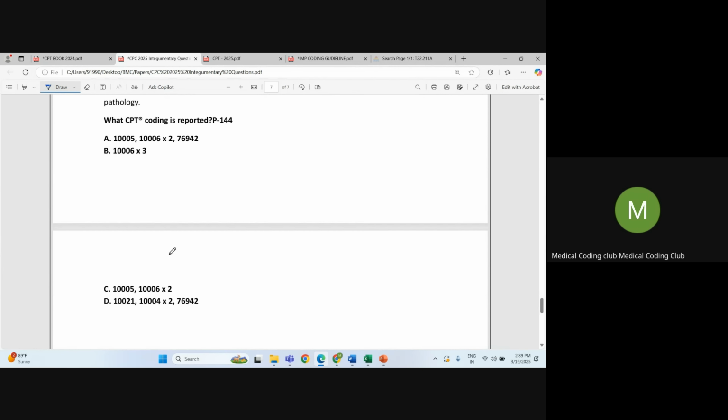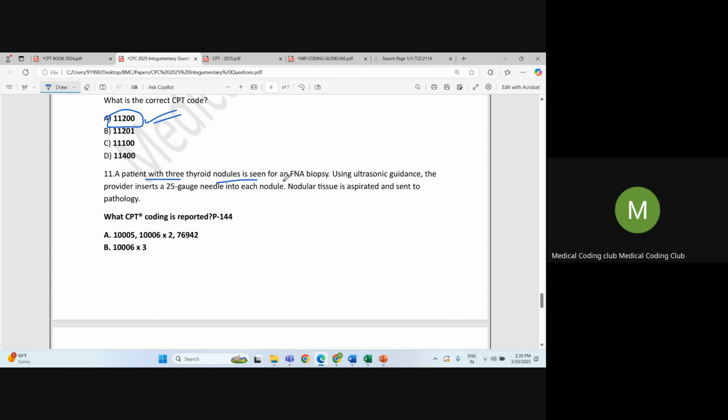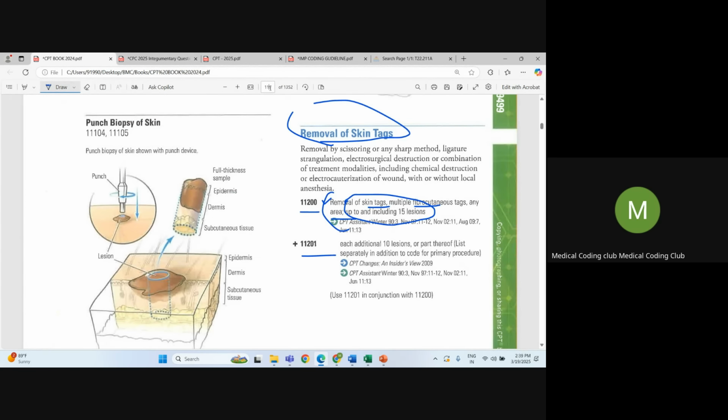Next question. Patient with 3 thyroid nodules, FNA biopsy. Fine needle aspiration biopsy using ultrasonic guidance. The provider inserts a 25 gauge needle into each nodule, tissue is aspirated and sent to pathology. So for all of these 3 nodules, they did FNA using ultrasonic guidance. All 3 lesions, the same guidance they have used.